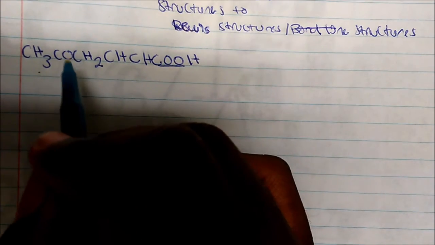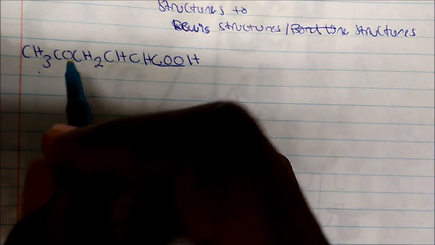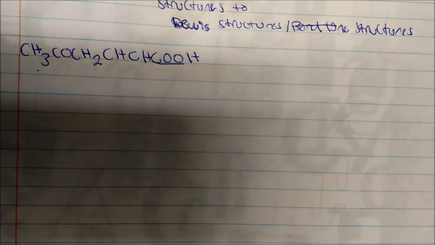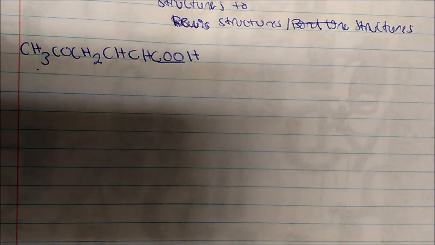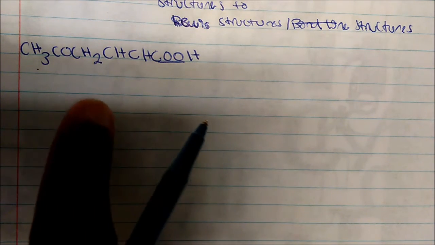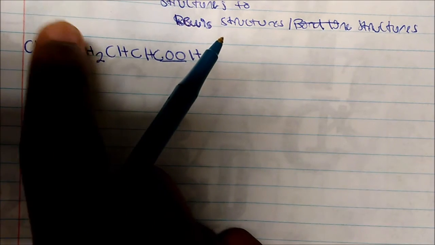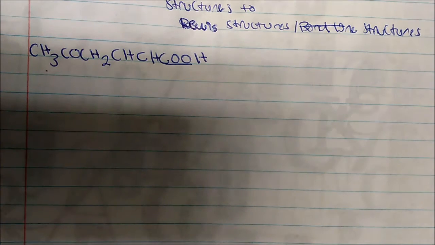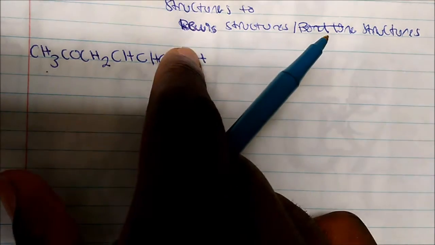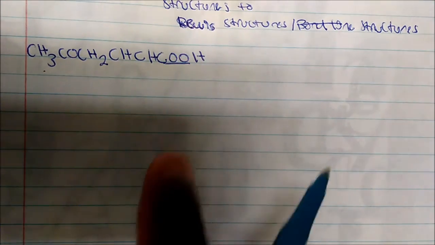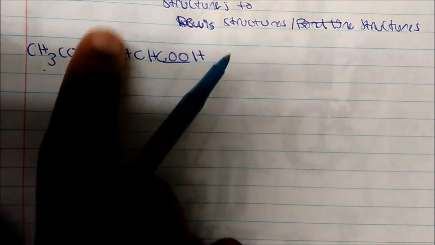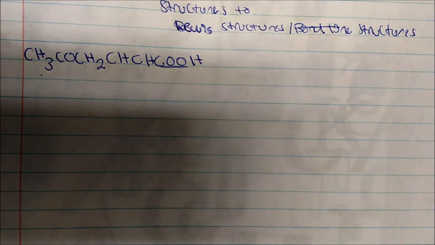Now I see an O that's sandwiched between two carbons. Do not assume that this is an ether. You want to assume that the functional groups at the ends are what you assume, but this could actually be something different, and we're going to see.